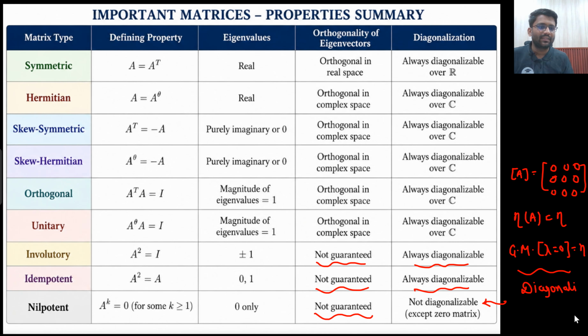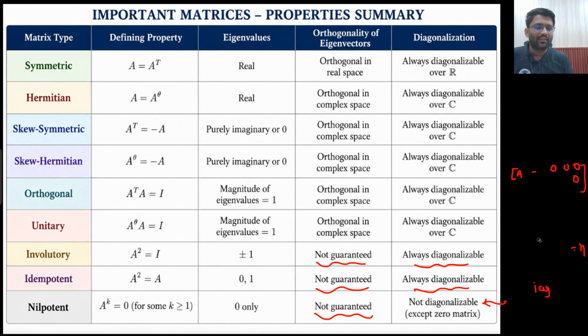That will be the same matrix. Because what you will find out? P inverse AP. P will also be 0, 0, 0. P inverse will be 0, 0, 0. Everything is 0, 0, 0. That means there is no concept of diagonalization here. So for the all-0 matrix, there is no concept of diagonalization. Forget about it. It is not diagonalizable.